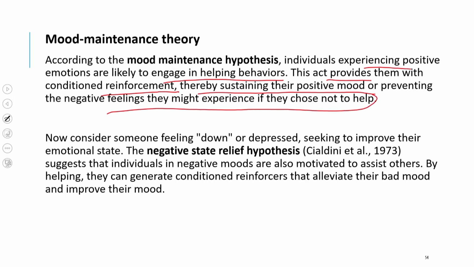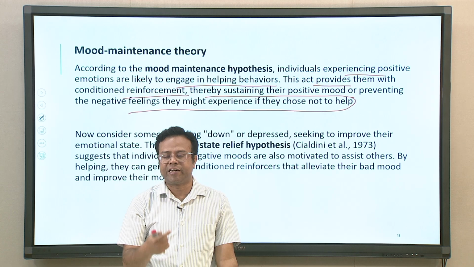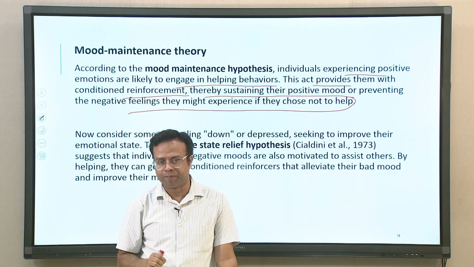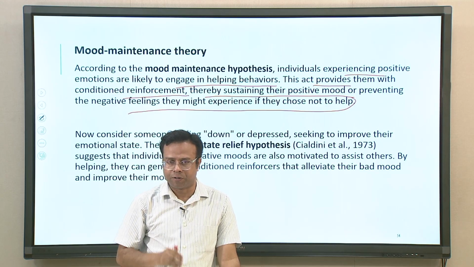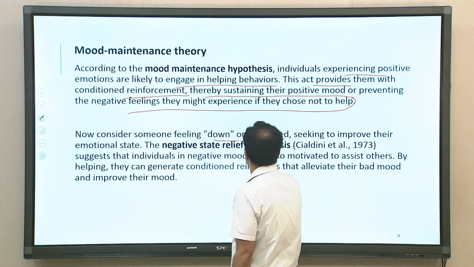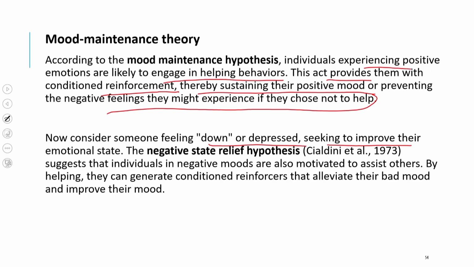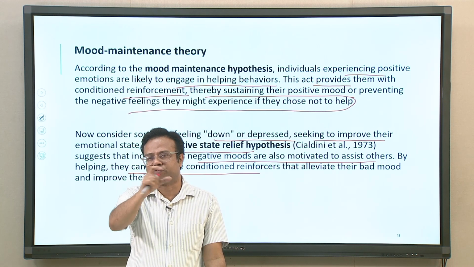So, just to prolong or maintain their positive mood, when people are in a positive emotional state, many times people may engage in prosocial behavior, so that their mood does not go into the negative category. Now, consider someone feeling down or depressed, seeking to improve their emotional state, which the negative state relief model talks about, which we have discussed. It suggests that individuals in negative moods are also motivated to assist others. By helping, they can generate conditional reinforcement to remove their negative emotional state. So, these two theories are basically two sides of the same coin.